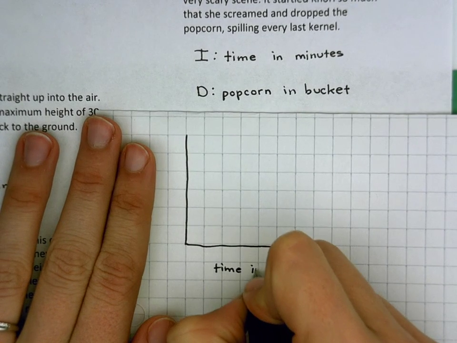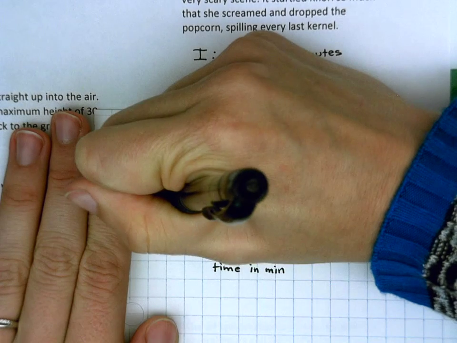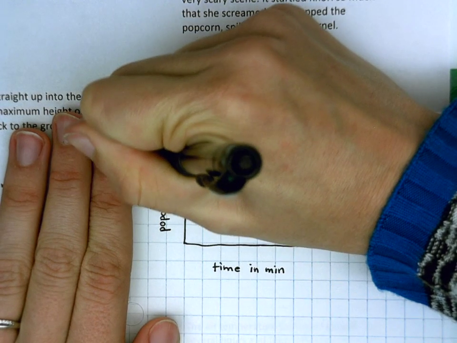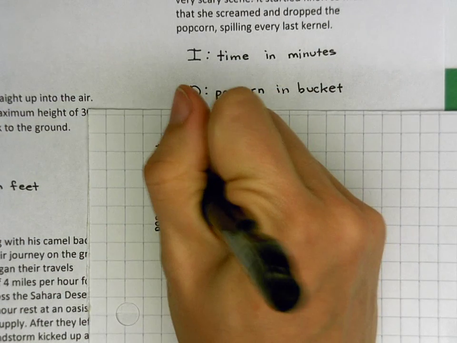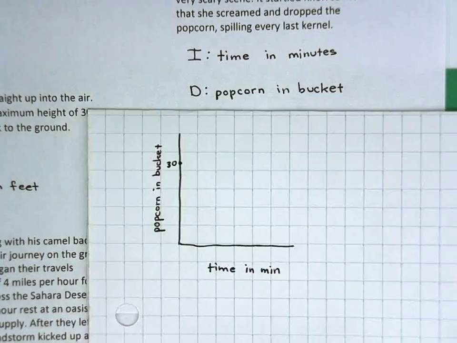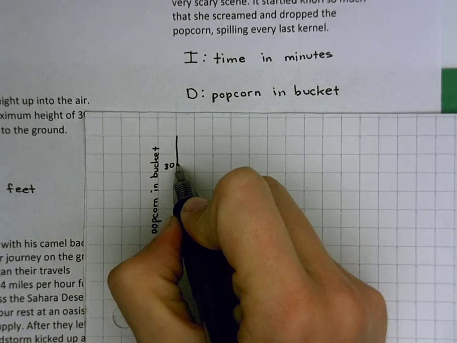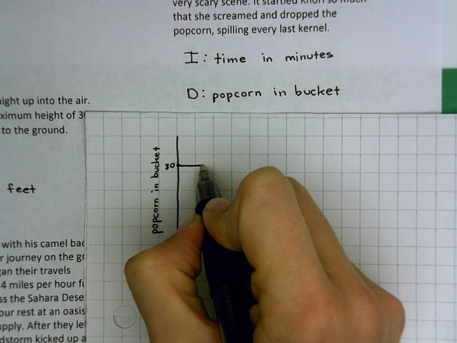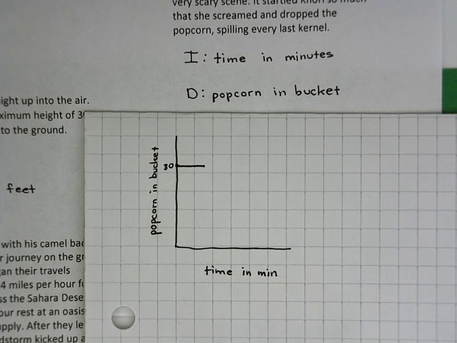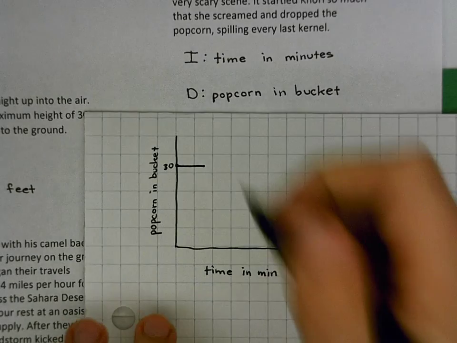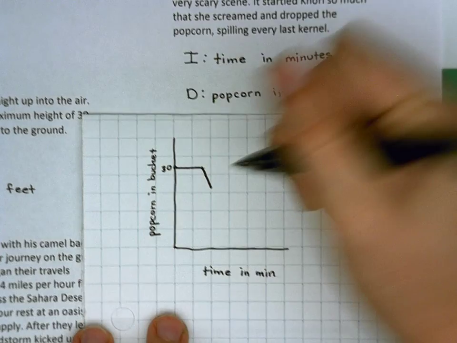X-axis independent, y-axis dependent. And at time t equals 0, at 0 minutes, how much popcorn did they start with? They were up here at 30. Right? And for the first 10 minutes, they don't eat any popcorn. So for that first 10 minutes, there's the same amount of popcorn left in that bucket. But then they start to eat, and for the first 5 minutes, they are eating at 2 ounces per minute. And so the popcorn in the bucket's going to decrease.